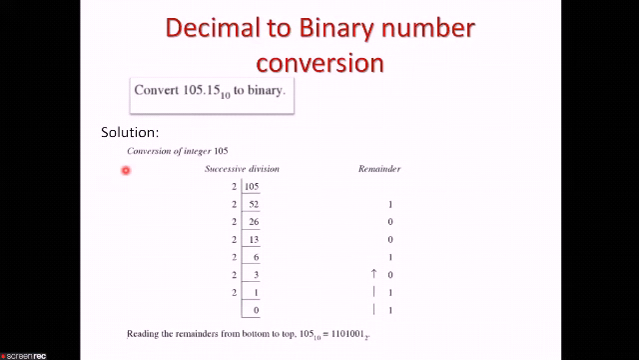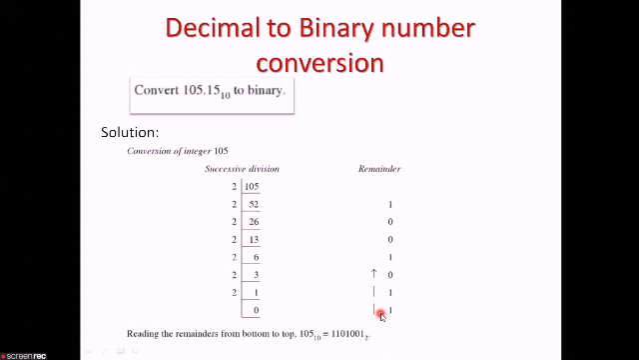So, what is the method of converting the integer 105 to binary? We will be doing successive division and noting the remainder. So, we are dividing 105 by 2. We get the remainder 1. We divide 52 by 2, the remainder is 0. We divide 26 by 2, the remainder is 0. Next we divide 13 by 2, the remainder is 1. 6 by 2, the remainder is 0. 3 by 2, the remainder is 1. And 1 by 2, the remainder is 1.